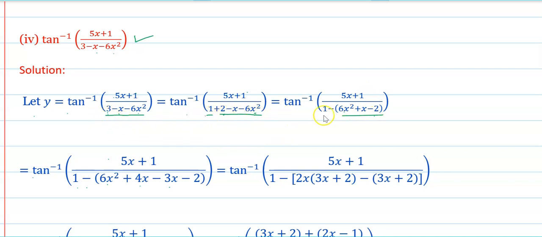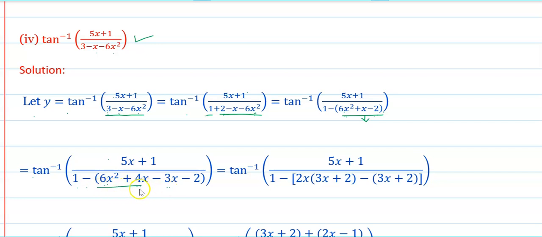Consider this polynomial, this quadratic equation. Take minus sign as a common. Then 6x square will become plus. Now factorize this. What is 6 into 2? 12. The middle term is x. What are the two numbers whose sum is 1 and product is 12? That is plus 4x minus 3x.